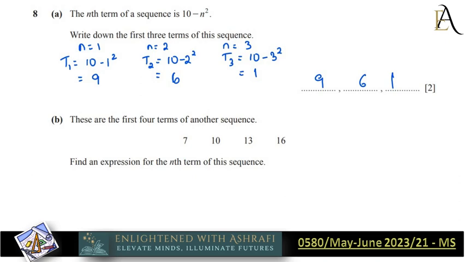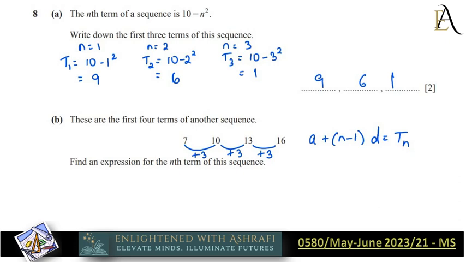B part, these are the first 4 terms of another sequence. We have 7, 10, 13, 16. Find an expression for the nth term of this sequence. So let's look at the common difference over here, that is plus 3, plus 3, plus 3. That means this is a linear sequence. So we have a formula for that. A plus n minus 1 d will give you the general equation for the nth term.